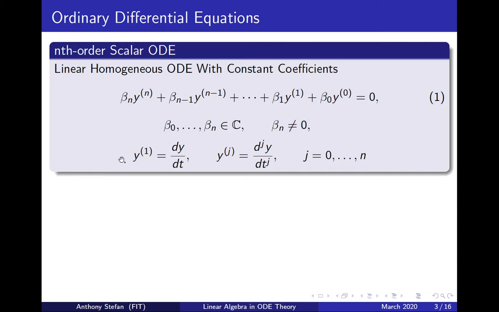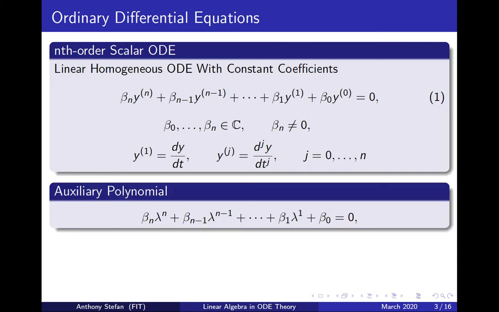Some of the notation that we'll be using: y in parentheses 1 will just be the first derivative of y with respect to t, t being time, our independent variable. Therefore, that's why it's an ordinary differential equation. And y with j in parentheses will be the jth derivative of y, j being from 0 to n. So this equation 1 is our ODE, and I'll make a lot of references to 1 throughout the presentation.